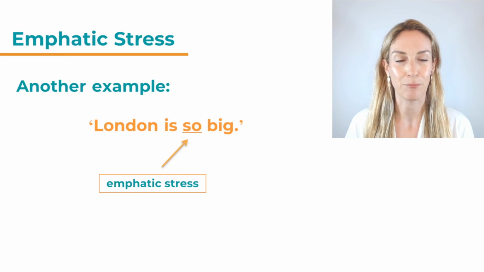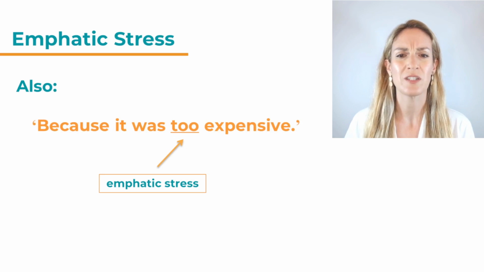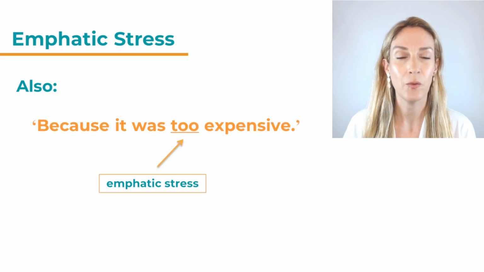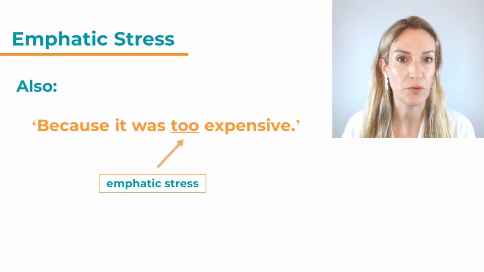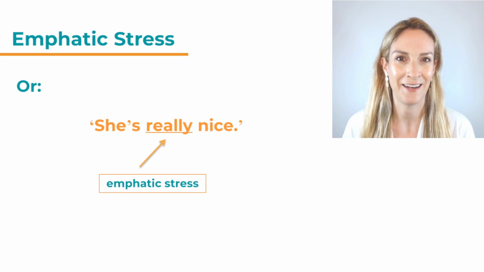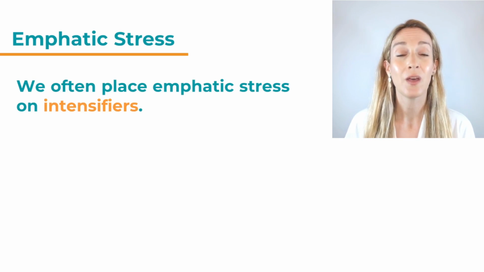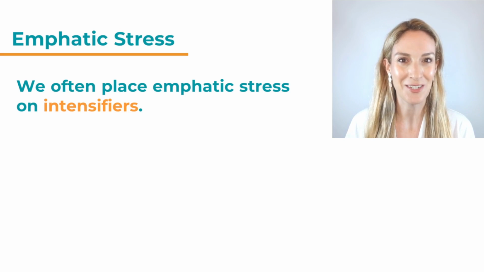Here is another example. London is so big. Emphatic stress on the word so. Or, because it was too expensive. Here we have emphatic stress on the word too. Or another example. She's really nice. We want to emphasize how nice she is. She's really nice. So there is emphatic stress on the word really. We often place emphatic stress on intensifiers. You've probably noticed that in my examples.